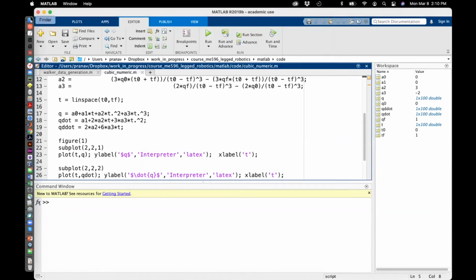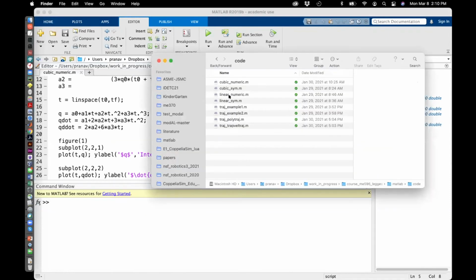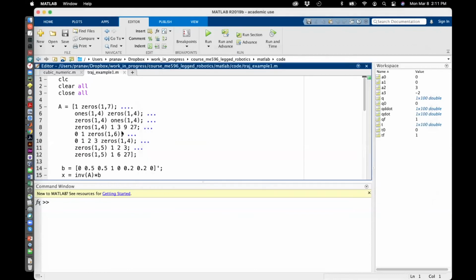So then if you go to the next one, let's see, I only have linear and cubic, so I don't have the fifth order, but you can easily do that. This is the example I just showed you. Essentially there were 8 conditions and 8 equations, and I put them in an A matrix, the left hand side of the equations.